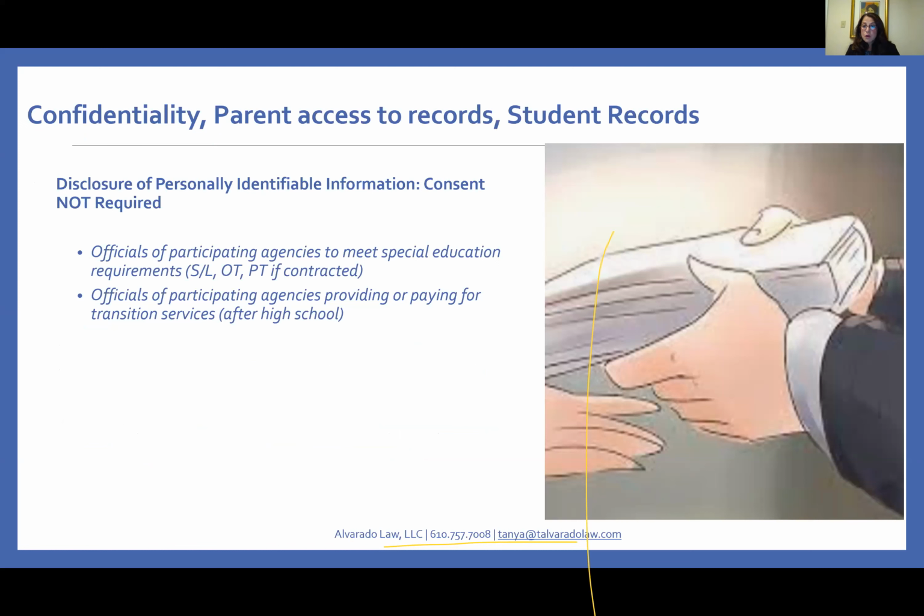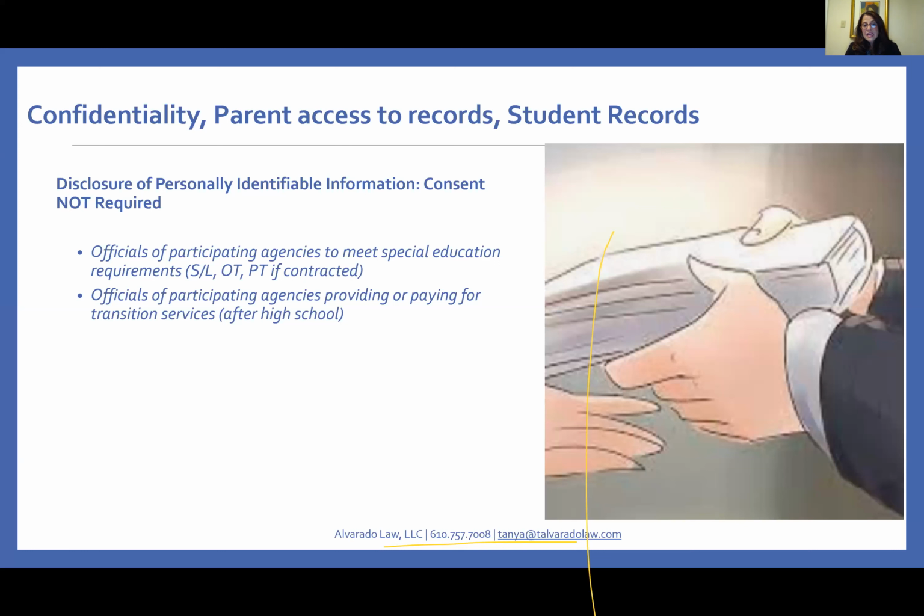Consent is not required if there's an outside agency providing services to your student through the IEP. So sometimes school districts hire an outside agency to provide speech and language, OT, PT, that kind of stuff. You don't have to sign a consent. It's not required for that PT to get access to your child's IEP or other information in the educational records, because they're providing services under the IEP.